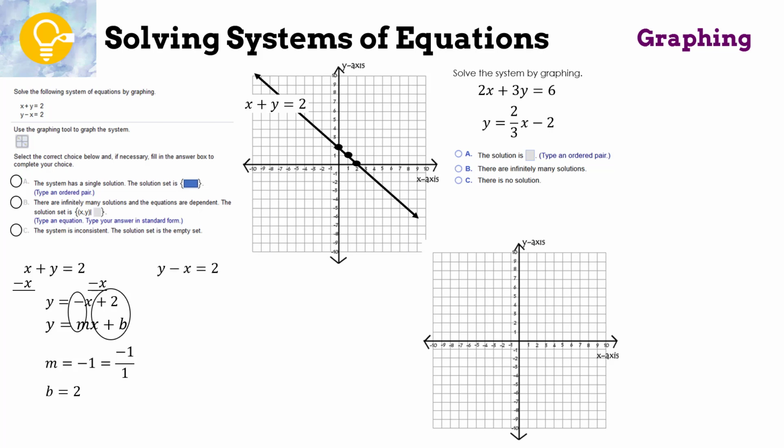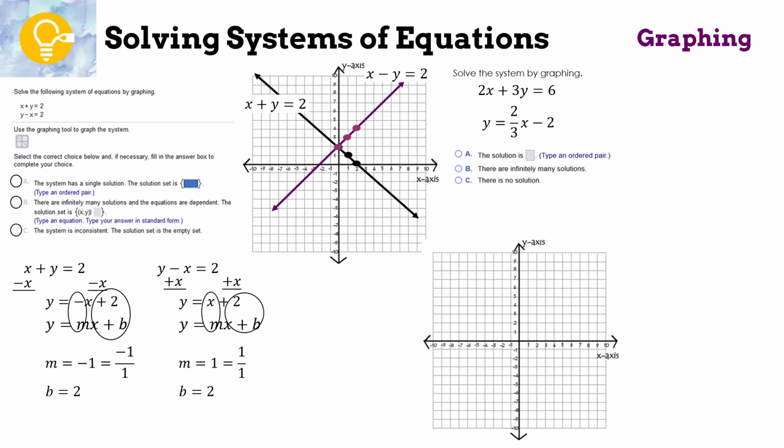Let's look at the second equation. Y minus x equals 2. I'm going to add x to both sides, and once again, it's in our slope-intercept form right away. Y equals x plus 2. I'm going to circle my slope, which is 1. We're going to write 1 over 1 for rise over run. And my y-intercept is 2. We're going to graph the y-intercept first, which is 2. Then we're going to follow our slope. Up 1 over 1, up 1 over 1, draw the line, and label it.